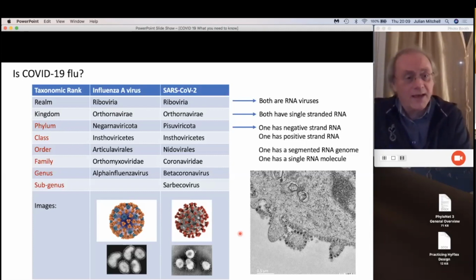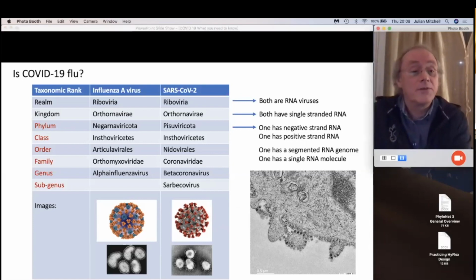SARS-CoV-2, on the other hand, has a spike protein that interacts with a different protein completely. Okay, and it's the interaction of this protein allowing the virus to get into the cell that makes it so nasty.